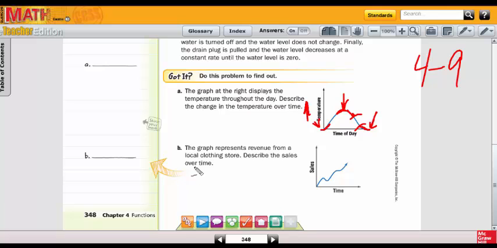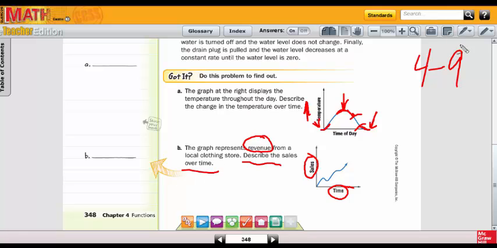In letter B, we have a graph that represents the revenue from a local clothing store. Revenue means the total amount of dollars you took in sales. So we have sales on the vertical axis, and of course we have time on the horizontal axis again. And it says to describe the sales over time.